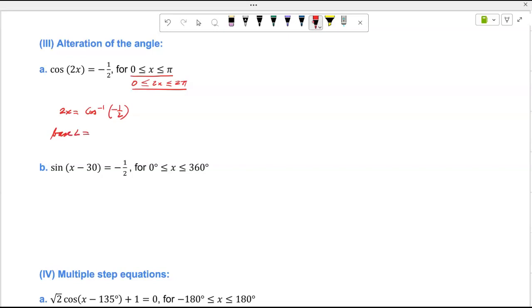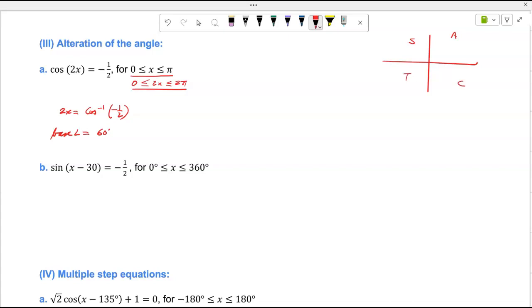Half is cos of what? 60? Yeah, cos of 60 is half. That's your base angle. Now, why do you write that 2x is equal to cos inverse of half? Yeah, that's good mathematical writing. Now, all silver teacups.